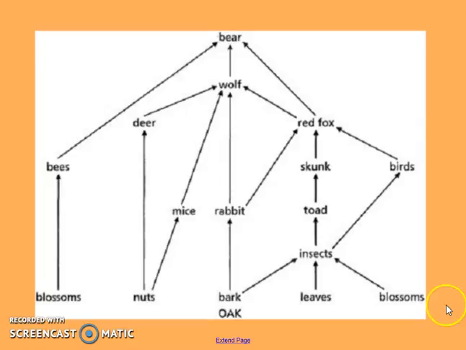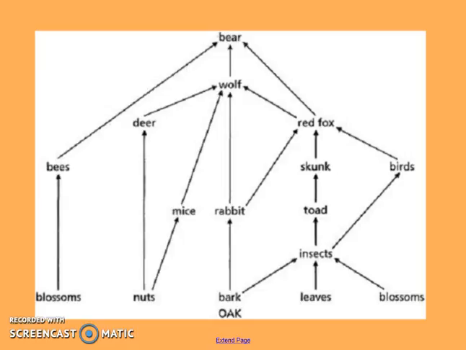So a few things to keep in mind. We start at the bottom. These are all producers because they're part of a plant. They, remember, get their energy from the sun. The insects, the birds, the rabbit, the mice, the deer, and the bees are all considered first level consumers because they all have an arrow pointing from a part of a plant.